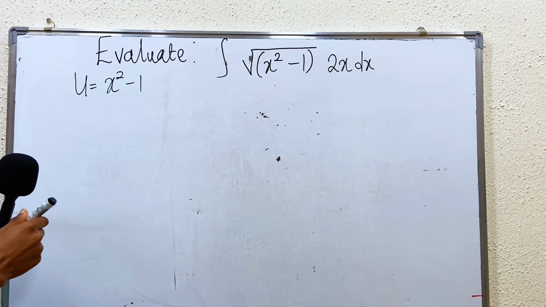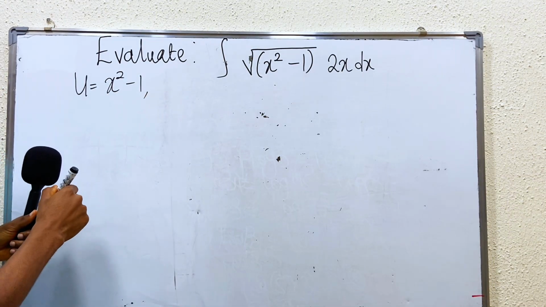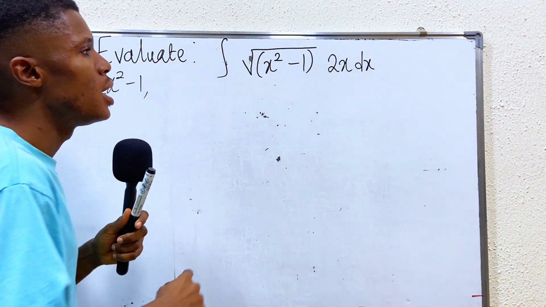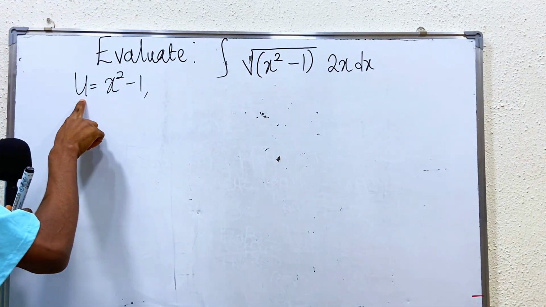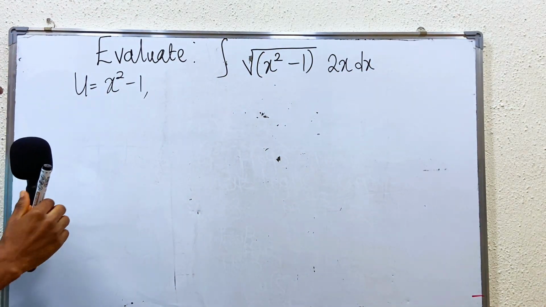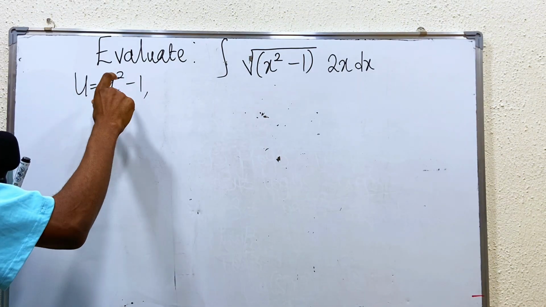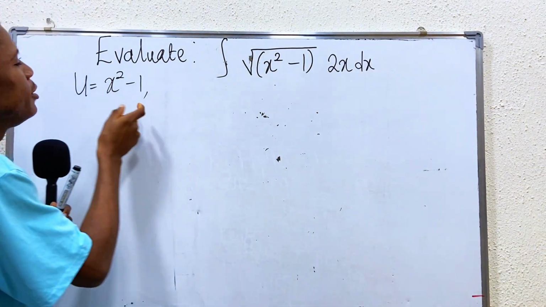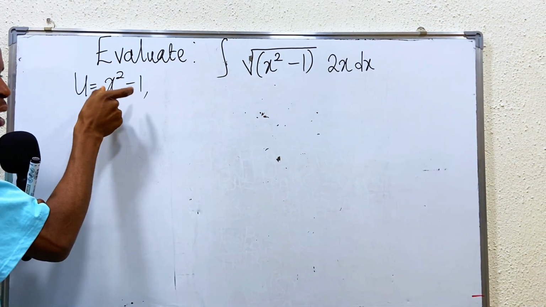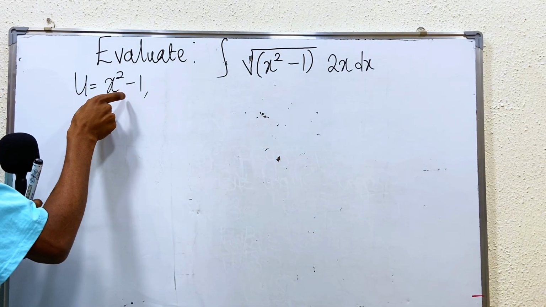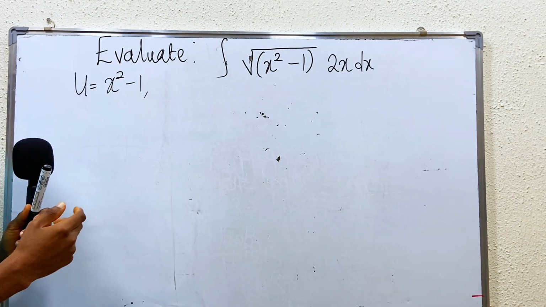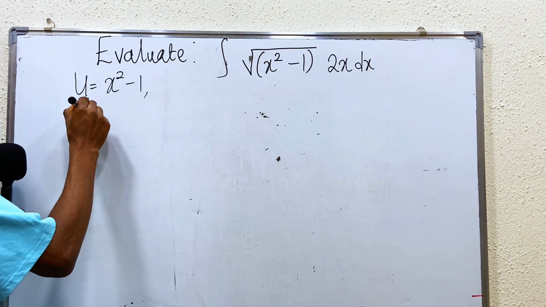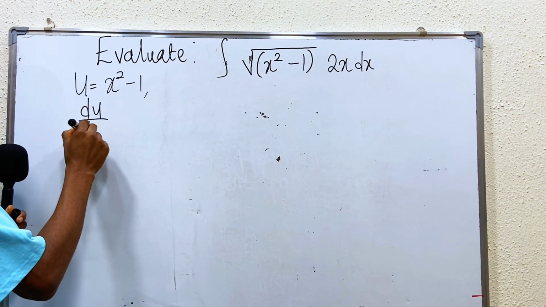Okay? So the first thing we have to do now, since we have gotten our u, is to rewrite the whole integral in terms of u. Because we have the x and u is already in terms of x, we have to derive the dx from the u defined. And to get that, we have to differentiate u with respect to x.